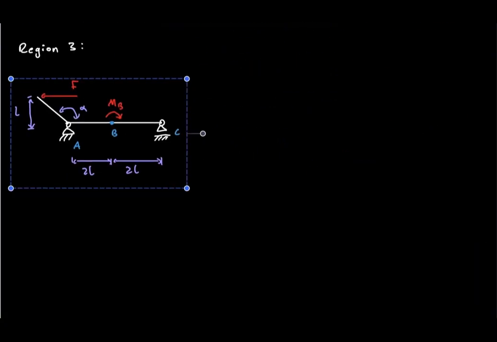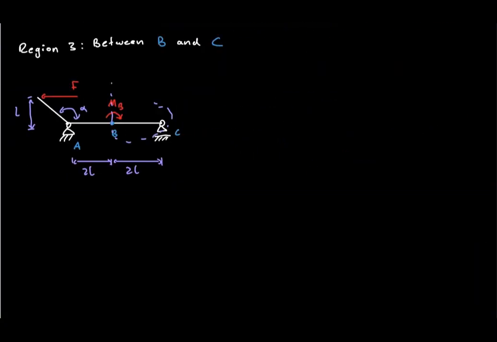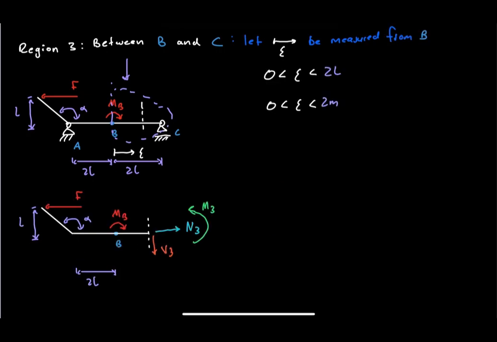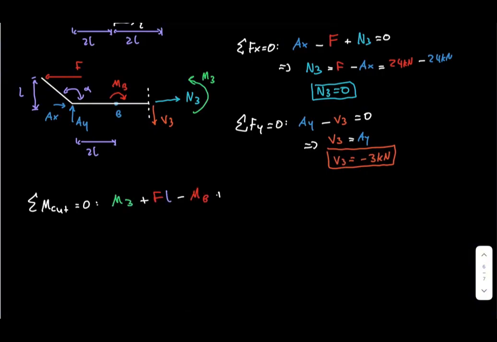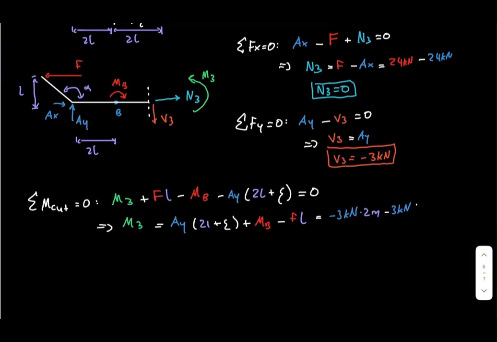Finally, we analyze the region between B and C. Let theta be measured from B. The axial force remains 0 and the shear force remains negative 3 kilonewtons. The bending moment is 6 minus 3 theta.